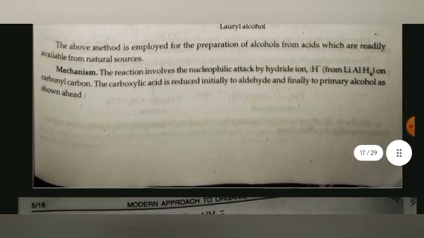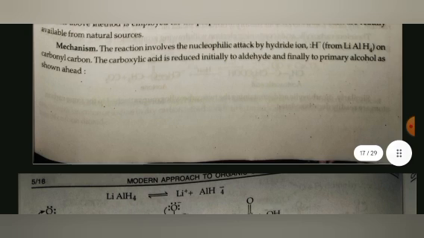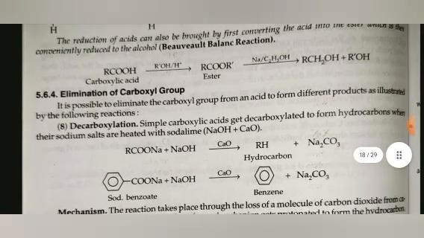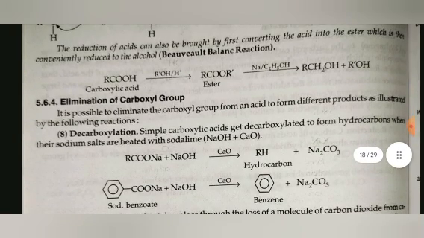Mechanism. The reaction involves a nucleophilic attack by the hydride ion, H negative, on the carbonyl carbon. The carboxylic acid is reduced initially to aldehyde and finally to primary alcohol, as shown ahead. The reduction of acid can also be brought about by first converting the acid into ester, which is then conventionally reduced to the alcohol. Bouveault-Blanc reduction. Carboxylic acid in the presence of R-OH and H positive ion gives rise to ester, and in the presence of sodium and C2H5OH gives rise to RCH2OH plus ROH.